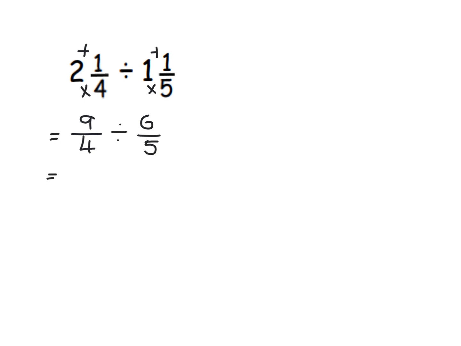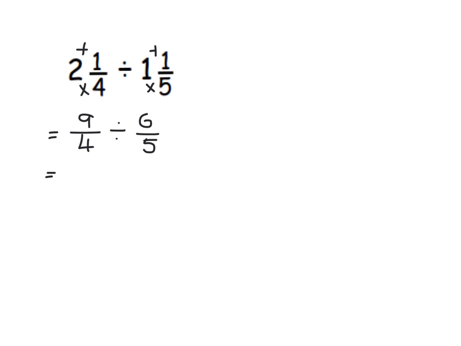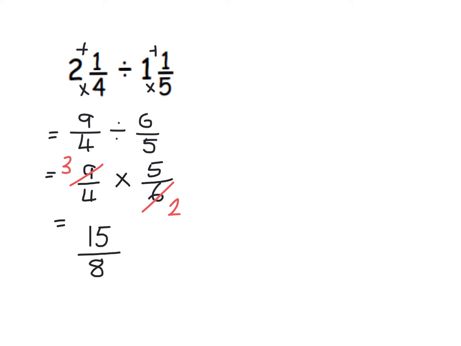And then we can do the steps where we keep it, change it to a times sign and flip it to 5/6. Now, looking for something that cancels diagonally, the 9 and the 6 are both in the 3 times table. So 9 divided by 3 is 3, 6 divided by 3 is 2, and the sum becomes 3 times 5 on the top, 4 times 2 on the bottom, and I'm leaving it as 15/8.